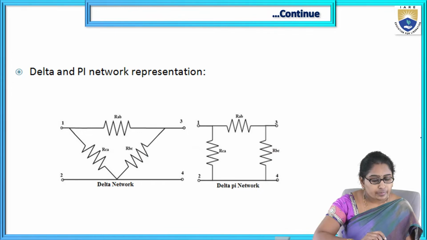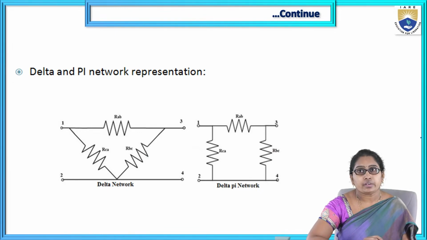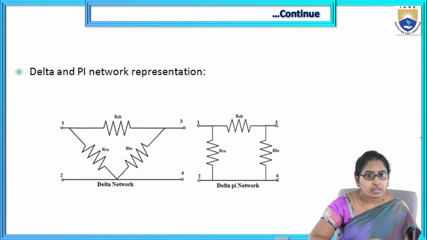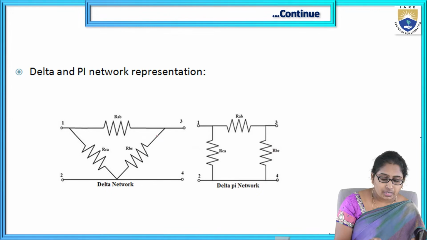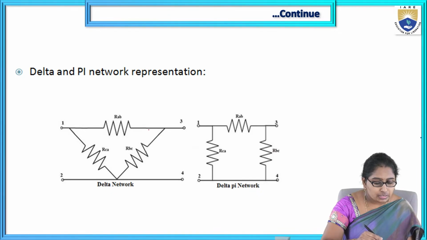Delta network. So the left side one shows the delta connection of the three components. You see here three resistors: the first resistor RAB, then RBC, RCA. In a delta connection, the end point of each component is connected to the start point of another component. So here the end point of RAB, this terminal, is connected to the start point of the resistor RBC.